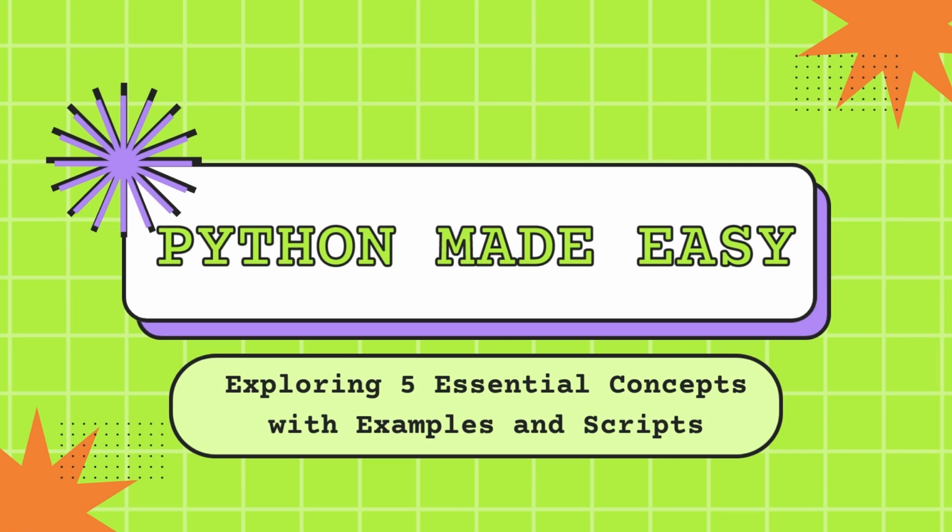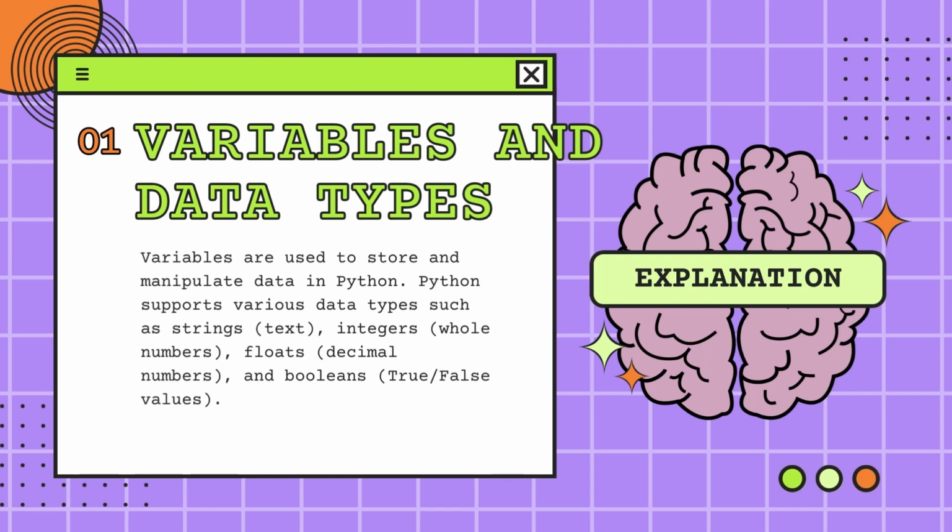New video, Python Made Easy, exploring 5 essential concepts with examples and scripts. Variables and data types. Variables are used to store and manipulate data in Python. Python supports various data types such as strings (text), integers (whole numbers), floats (decimal numbers), and booleans (true/false values).